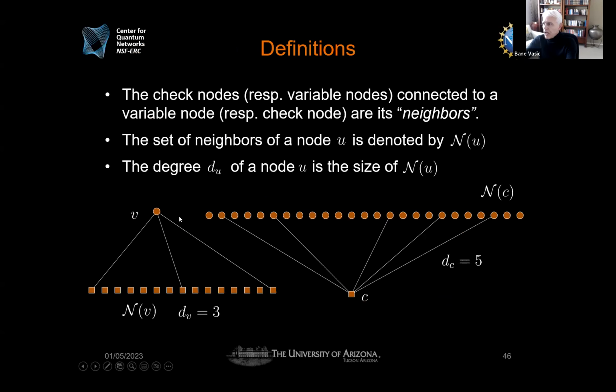So I already described this. I described the degree of variables and the degree of check nodes. It is the number of neighbors of variable nodes and the number of neighbors of check nodes. In our example, it was 3 and 5. So this d_v is the degree of a variable node, and it is 3. And this d_c is the degree of a check node, that is 5. So this d doesn't have anything to do with the minimum distance notation that we used before.